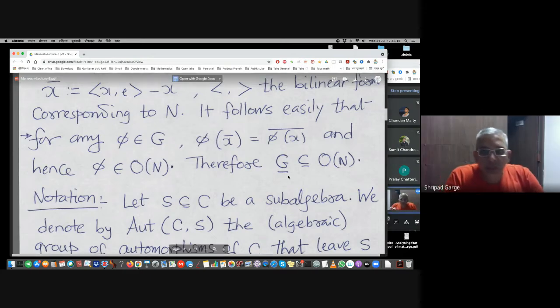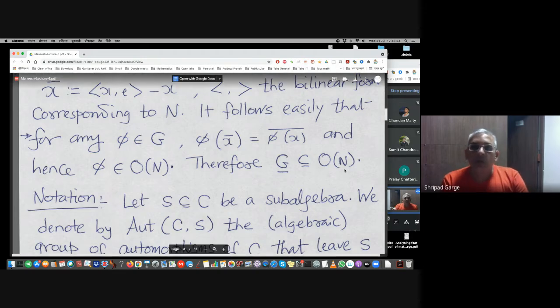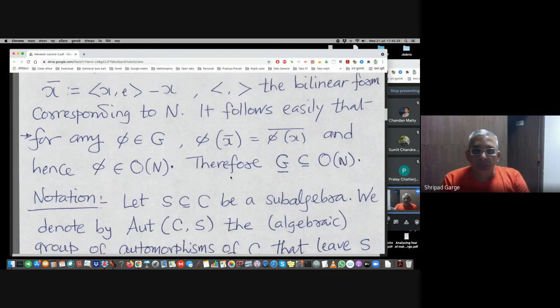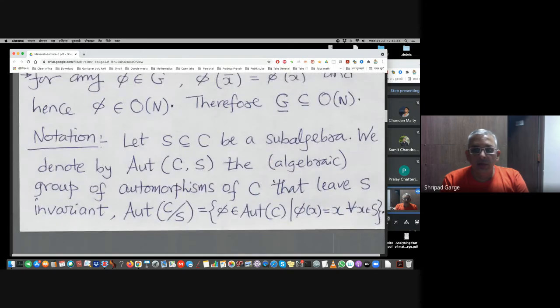So we make this observation that G lower bar sits in the orthogonal group of the norm n, because it preserves the norm form, and therefore it sits inside O_n. And now what we are going to do slowly is to compute its dimension.